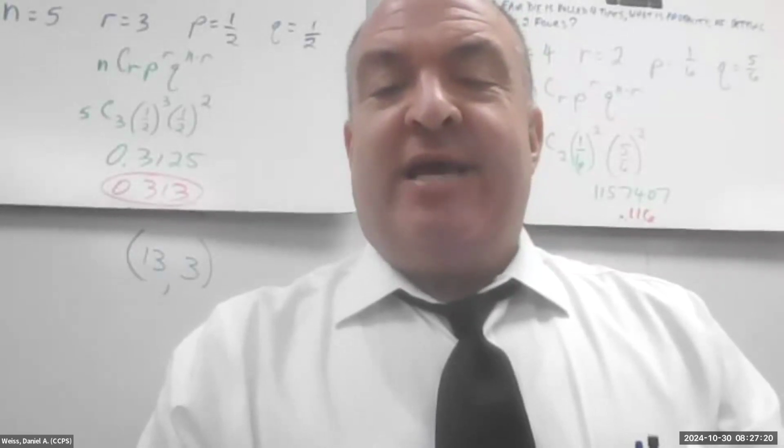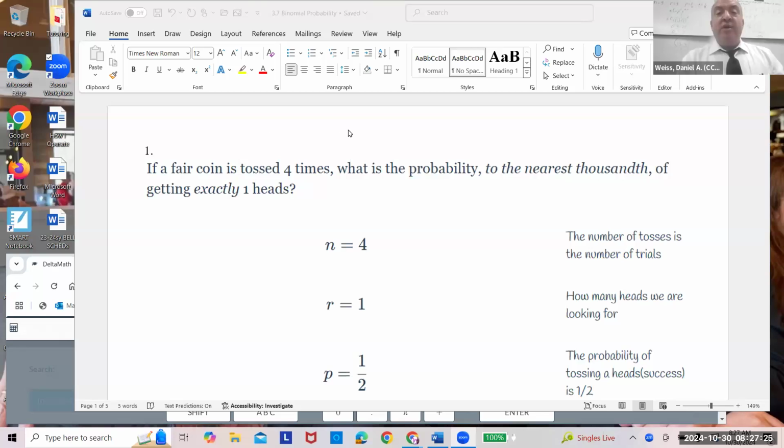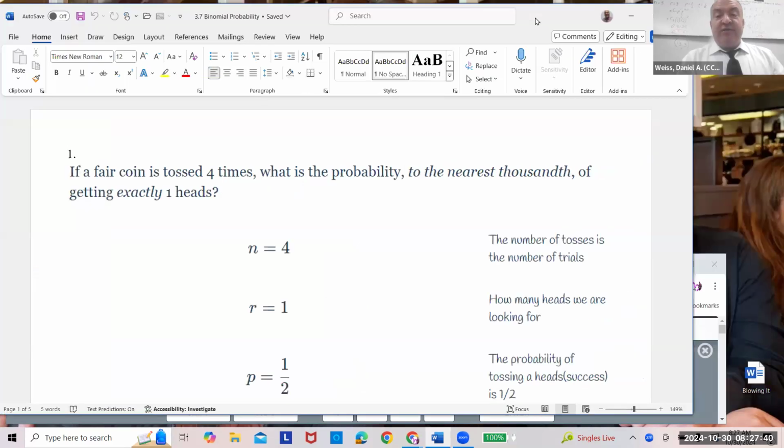All right. Today, I'm going to show you something called binomial probability. Okay. So here we go. A fair coin is tossed 4 times. What is the probability to the nearest thousandth of getting exactly 1 heads? Okay. Now, here's the deal.